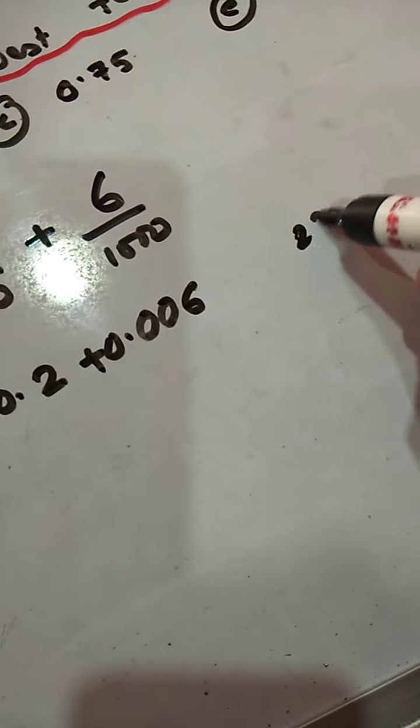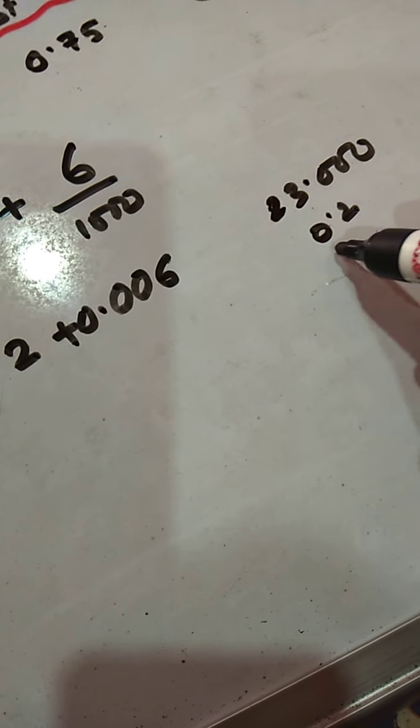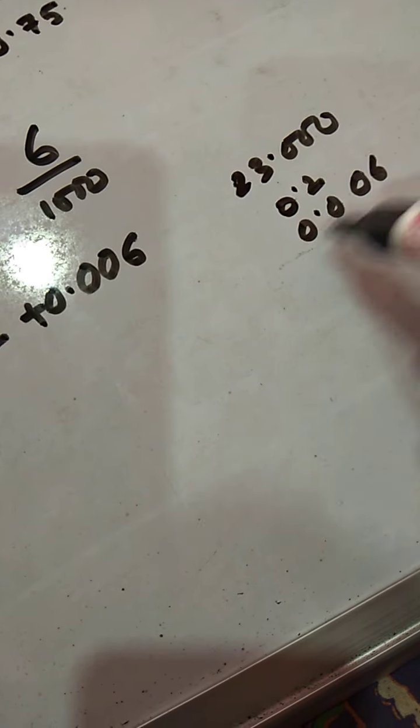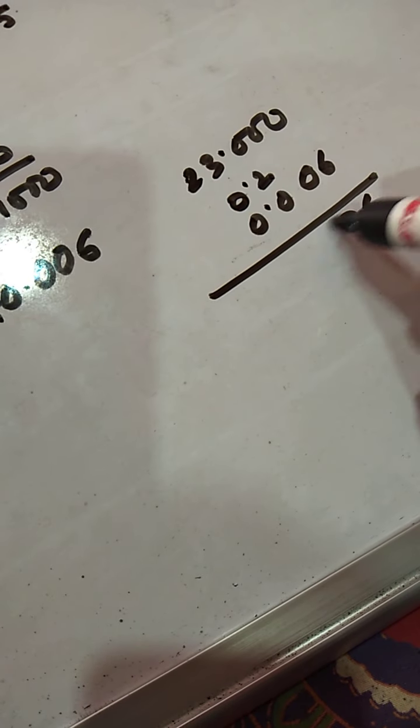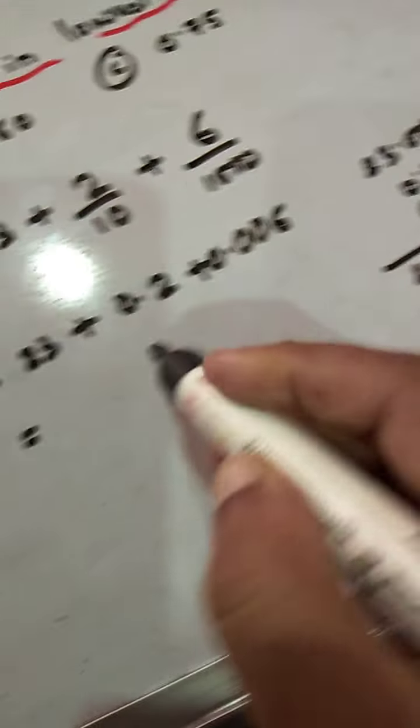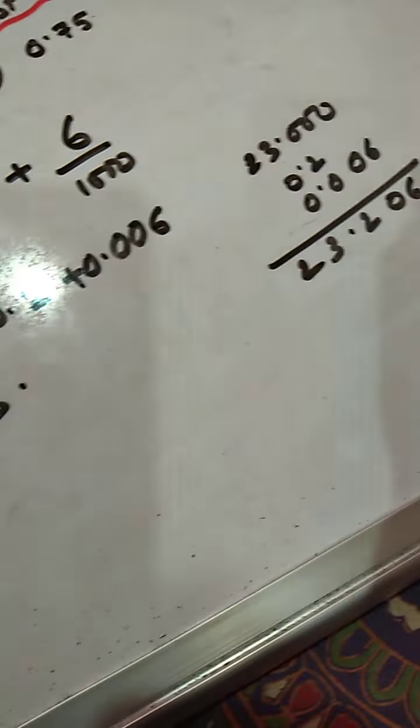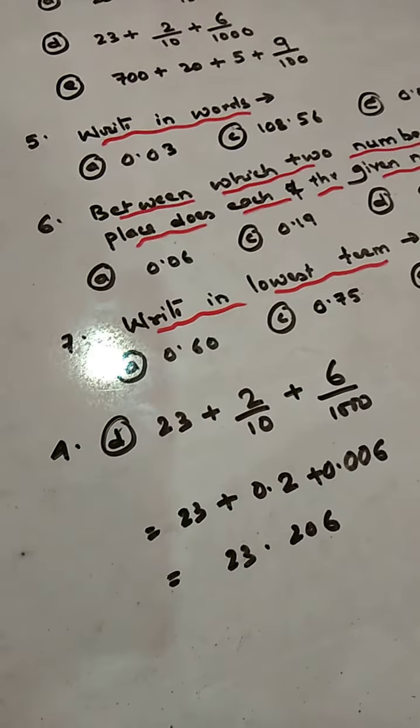Now finally we'll add it up. 23 means 23.000, 0.2, and finally 0.006. So 6, 0, 2, 3, here we'll put the decimal. So the answer would be 23.206. Here is the solution of sum number 4.